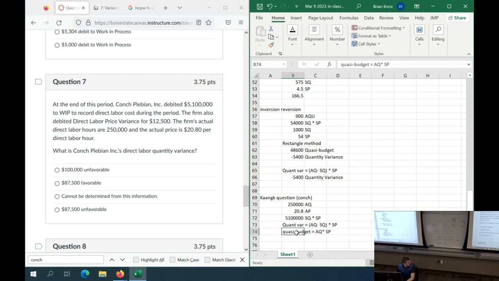Here, I'll put this there. Because with either one of those, I could take this rectangle and subtract this rectangle from this rectangle to get quantity variance. Or I could take the components that go into the quantity variance bit by bit. So I have the actual quantity, great. And in the 5.1 million, I have the product of these two.